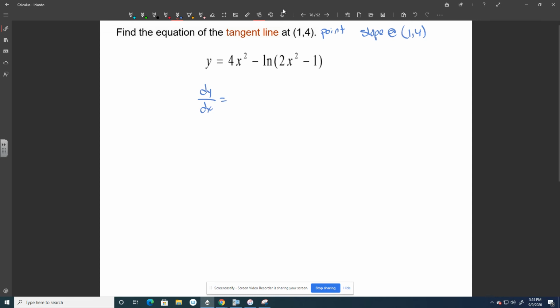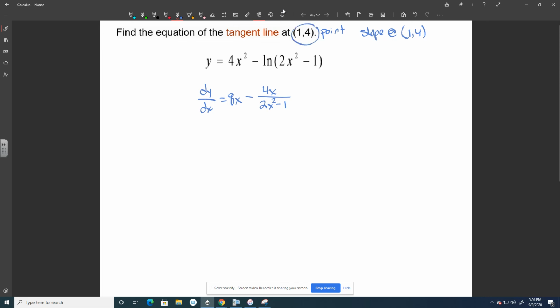So the derivative of 4x squared, well, that's 8x. And then I'm going to minus the derivative of the natural log of 2x squared minus 1. Well, I know I'm going to have a fraction, and on the bottom, I put the inside. And on the top, I put the derivative of the inside. So I drop the 2 down, and I get 4x. The minus 1 goes away, so that right there is my derivative. So my y prime is 8x minus 4x over 2x squared minus 1. Now, I can't reduce this 2x and this 4x because of this minus 1, so that's as far as I can go. Other than now I need to find the slope at this point.